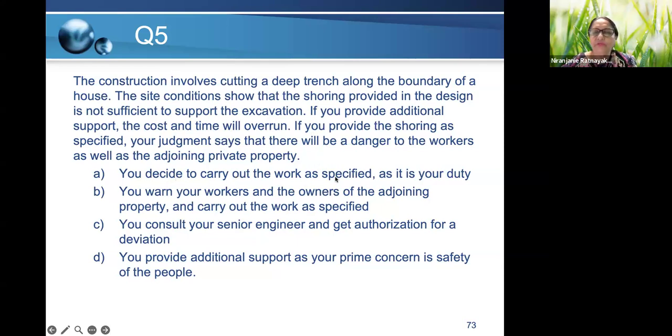You decide to carry out the work as specified as it is your duty. You warn your workers and the owners of the adjoining property and carry out the work as specified. You consult your senior engineer and get authorization for a deviation. You provide additional support as your prime concern is safety of the people. What would you do?